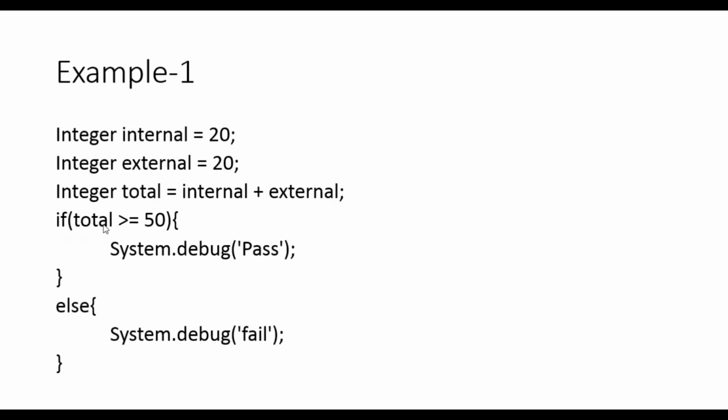Here, if the total is greater than or equal to 50, I'm going to display pass. Otherwise, fail. So in our case, 20 plus 20 is 40, so it's going to display fail. This is how we'll use the if-else statement.